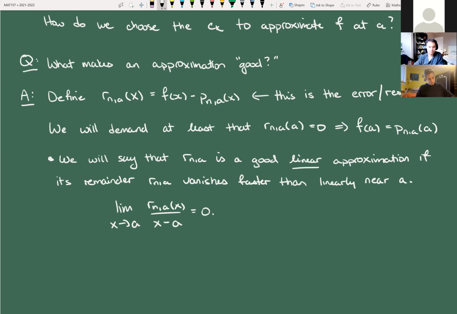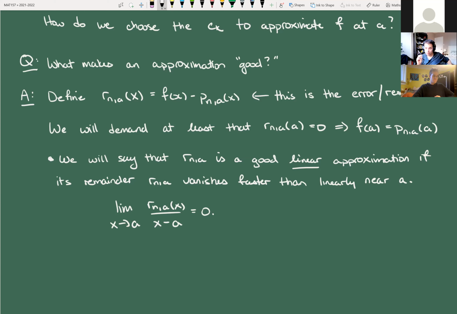Like that. Okay, so what we're saying is that if you were to write out what this remainder is, again, it is the error. And the error term vanishes so quickly that if you divide it by x minus a, which is a linear term, it's still going to 0, right? So it's a good linear approximation because the error is at least linear, right? Does that kind of make sense? People understand what I'm saying there?